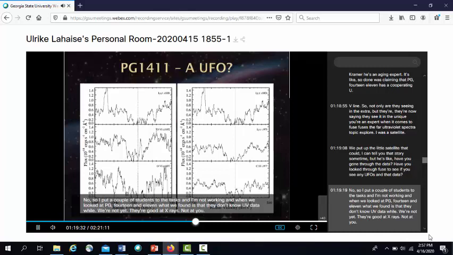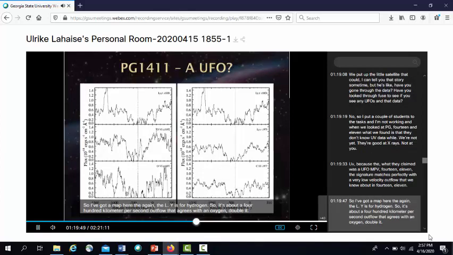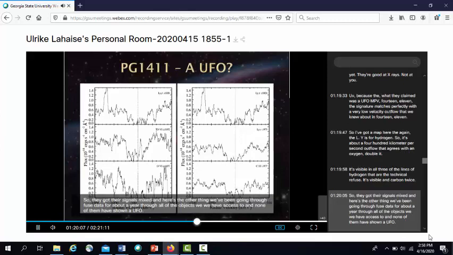They're good at X-rays, not at UV, because what they claimed was a UFO in PG1411, the signature matches perfectly with a very low velocity outflow that we knew about in PG1411. So I've got a map here. Again, the Ly is for hydrogen. So it's about a 400 kilometer per second outflow that agrees with an oxygen doublet. It's visible in all three of the lines of hydrogen that are detectable by FUSE. It's visible in carbon twice ionized. So they got their signals mixed.